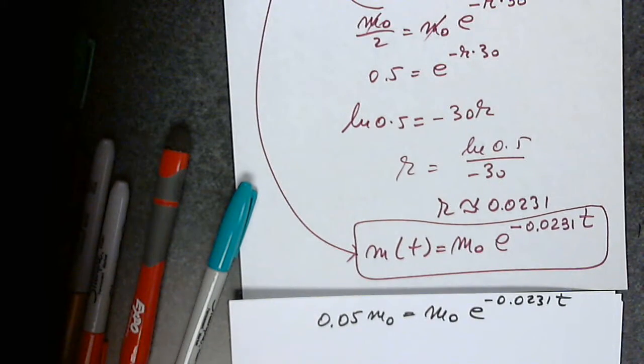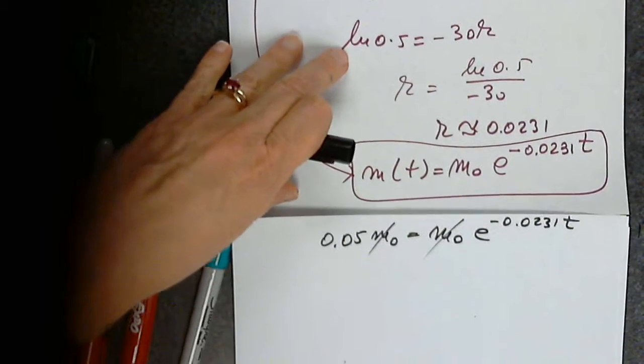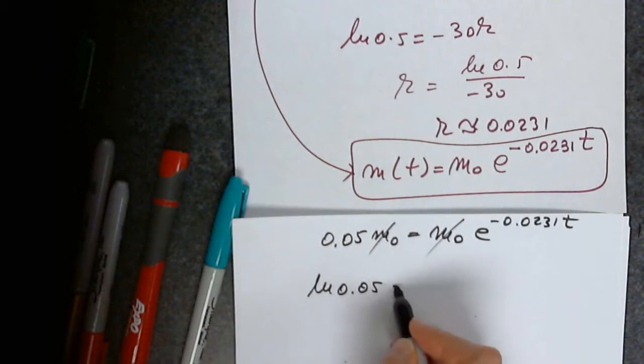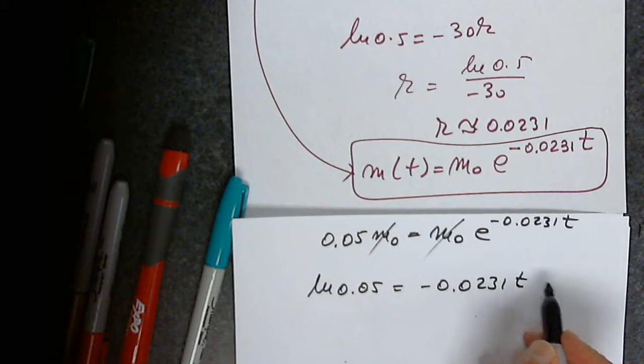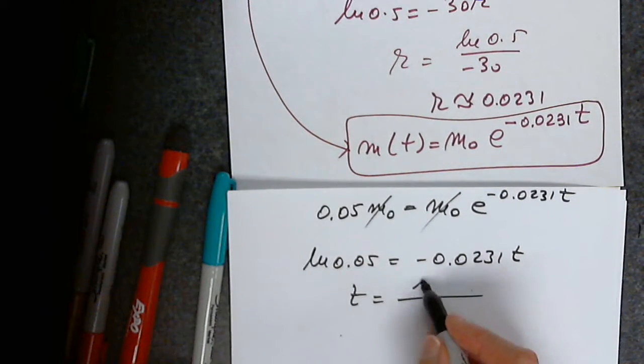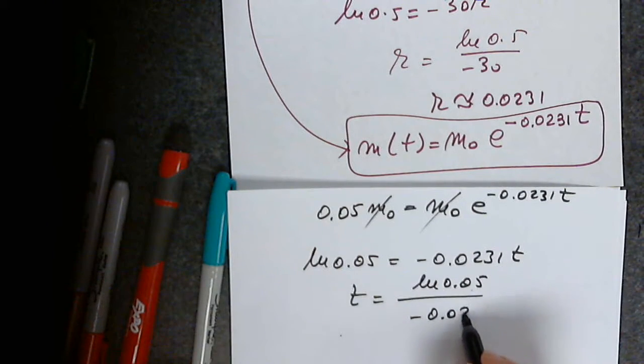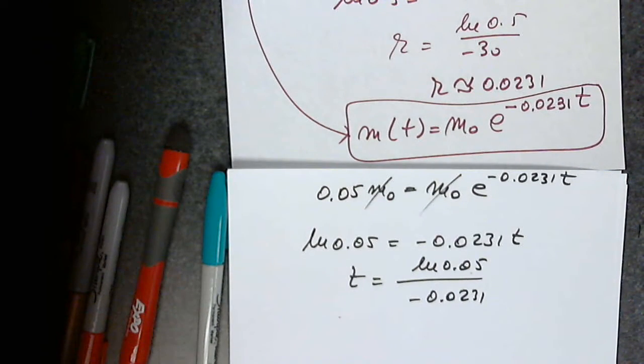And this is what we've been doing for 2 hours. Natural log 0.05 equals negative 0.0231 t. And then I'll find out how many seconds are needed for 95% of whatever initial mass we have to go away. So natural log 0.05 in parentheses divided by, in parentheses, negative, oh, I can use the previous answer.